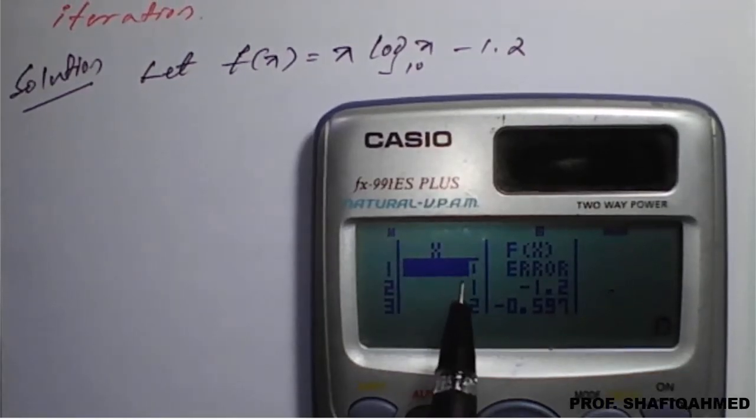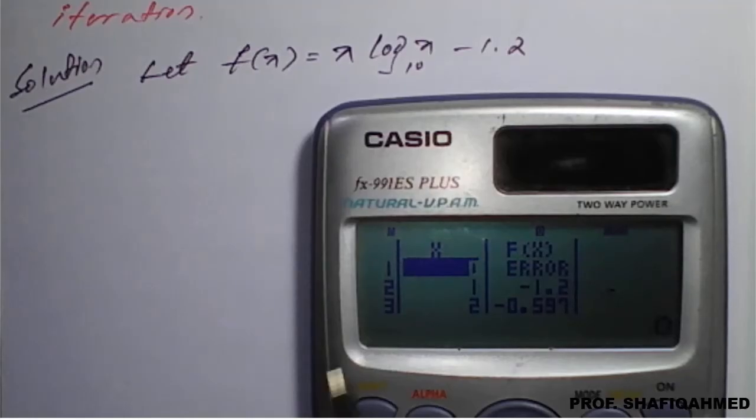For x equal to 0, it is showing an error, since log of 0 is not defined, so we just neglect it. You start with 1 here. If you put x equal to 1, it is showing minus 1.2. For x equal to 2, it is again a negative value. Like that you come down.